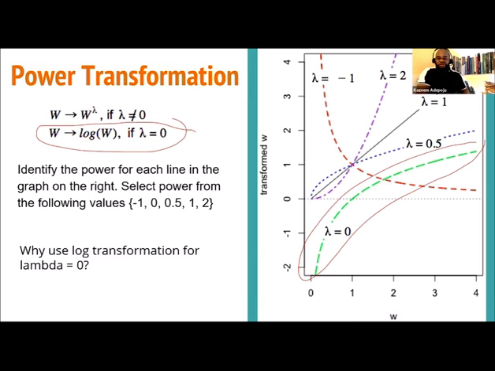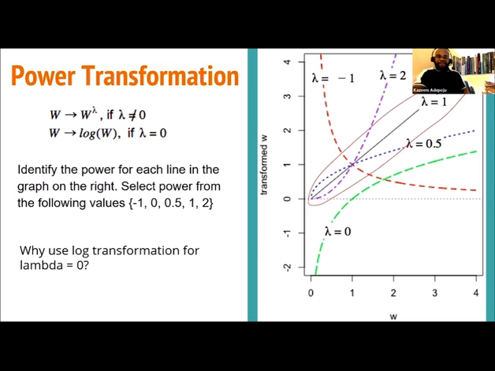But when lambda equal to 1, of course, there's no transformation. When lambda equal to 1, you still have your W. What do you expect? Of course you expect a straight line because there is no violation. When lambda equal to 1, I don't need any transformation. My model is fine. The linear relationship is already established.